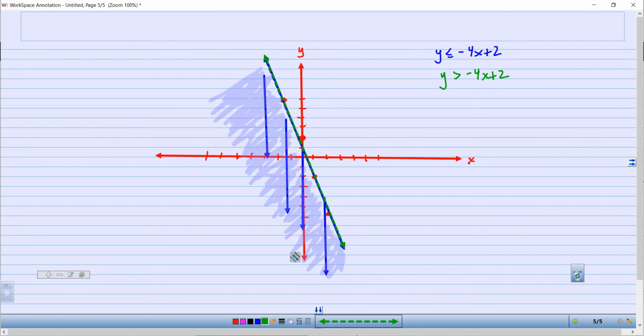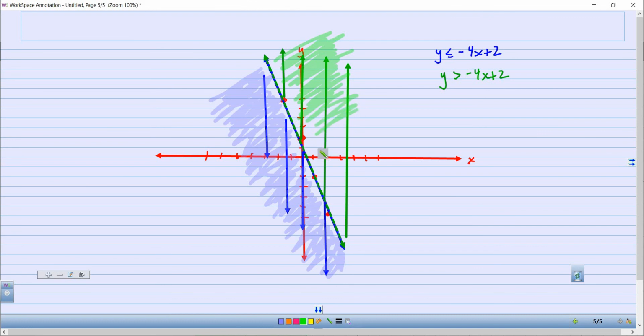And then, of course, the shading is going to go up, right? From there. Instead of going down, we're going to go above the line, right? We're going to go above like that. And so my shading would be up here. And that would be y is greater than negative 4x plus 2. And of course, this one here is y is less than or equal to. All right, so you see how that works?